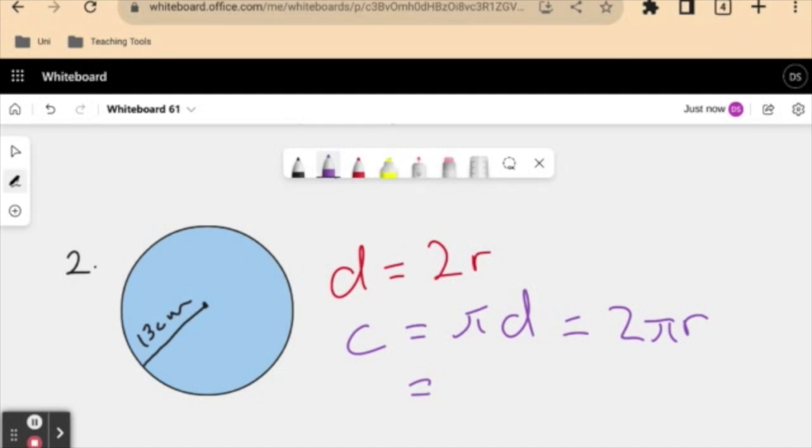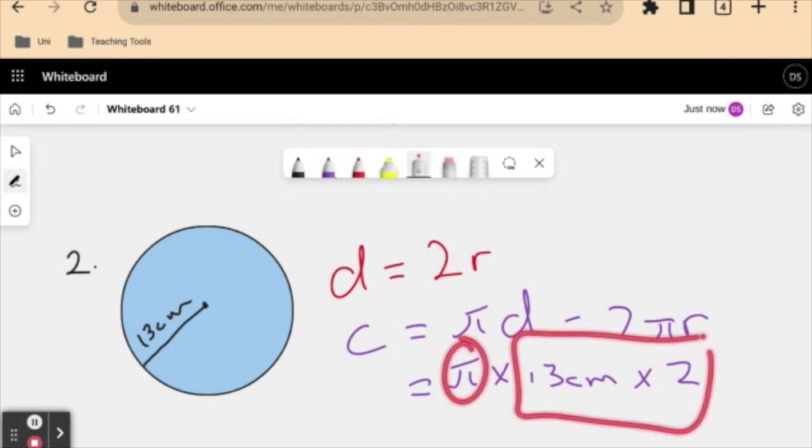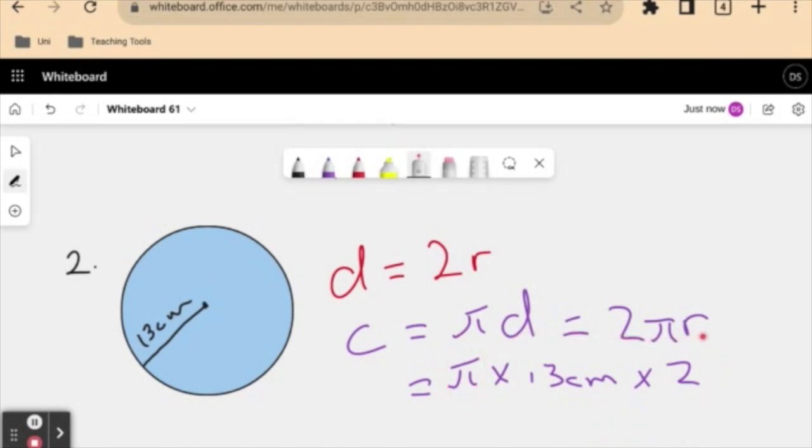I have pi multiplied by 13 centimeters multiplied by 2. I could have also said, well, the diameter is 2 lots of r, so the diameter is 26 centimeters, and just done pi times 26. It's just different ways to get to the exact same thing.